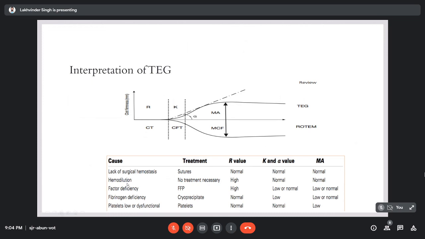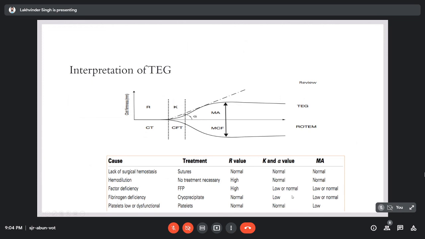If hemodilution is there, all the coagulation factors will go down, so your R value will increase. If hemodilution goes further, then even your K value may go down. In factor deficiency, the R value would be high. This is a stepwise process: first coagulation factors are required, then fibrinogen, then platelets. If coagulation factors are less, then of course the K value will also become either low or not.